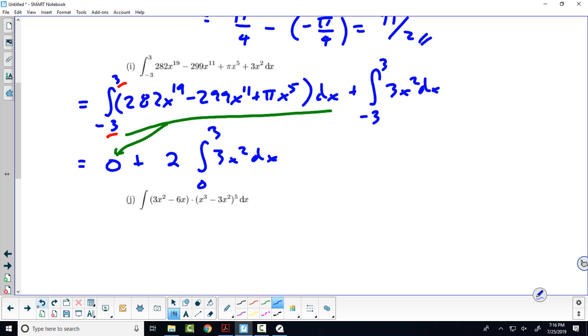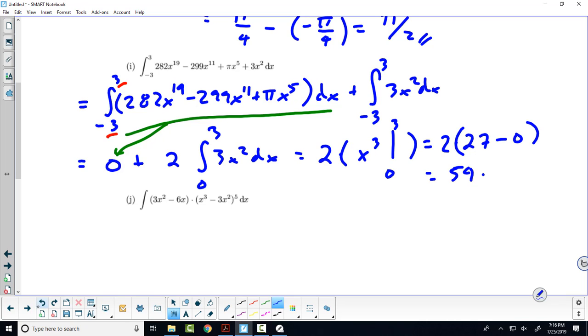Okay? And then we said, for even functions, and this part's just being a little show-offski, okay? It's actually not saving me all that much time. But for even functions, you could go ahead and just double from 0 to that upper limit of integration. So this gives me 2 times, what's the antiderivative of 3x squared? x cubed evaluated from 0 to 3, which gives me 2 times 27 minus 0, which gives me 54.